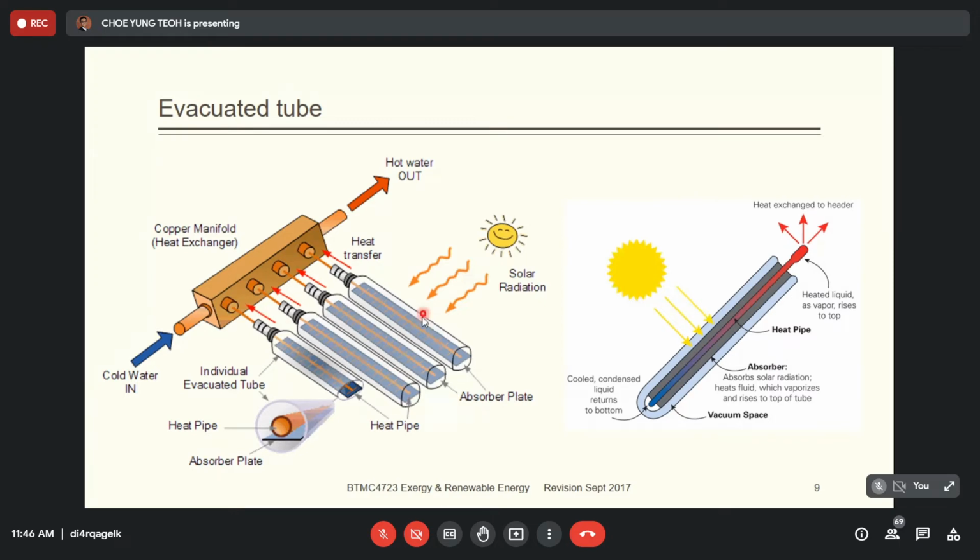Okay, so it means that the sunlight heats the alcohol, mainly methanol, and it will boil the methanol and change it into gas. You can see from the right hand side, this is the vacuum space, the absorber, the heat pipe, which we explained already. Inside the tube is actually alcohol. When the sunlight hits the alcohol, part of the alcohol will become gas. It will boil.